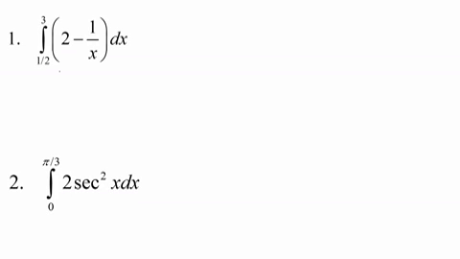We first want to find the antiderivative of 2 minus 1 over x. So we'll do that term by term. The antiderivative of 2 with respect to x is 2x, minus the antiderivative of 1 over x, which is natural log of absolute value of x. And we want to evaluate this expression from 1/2 to 3.